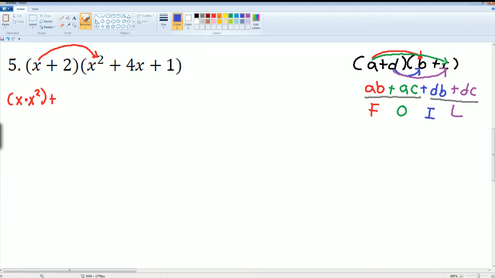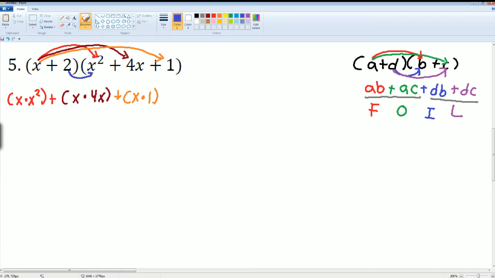Let's see if I can make this different colors. Can I? Okay. Then you have x times the second term, so x times 4x. Then let's see if we can make that orange. So x is going to then multiply the third term. Add x times 1. Now let's go under.